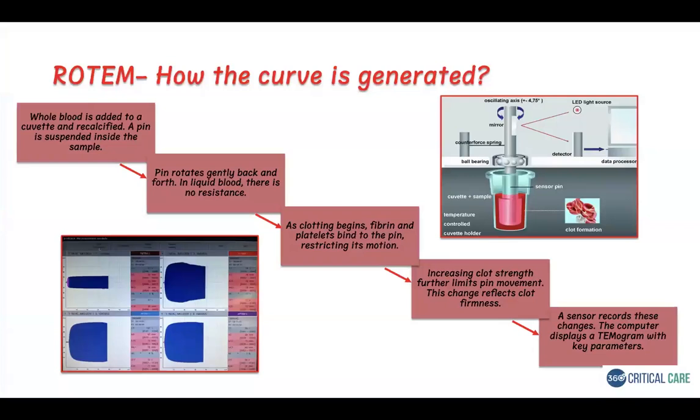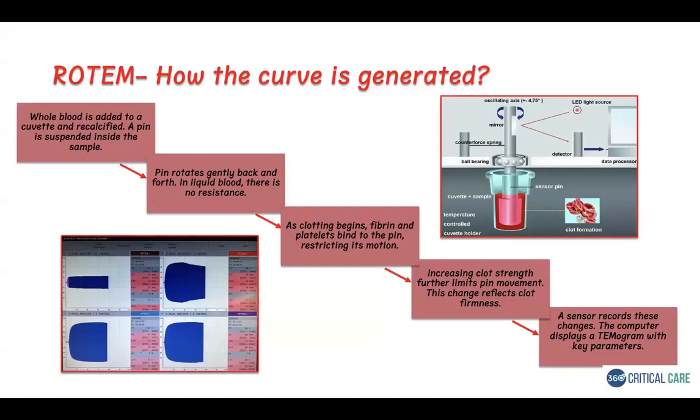Now the question is, you look at a curve on the screen in the left hand corner, but how is it generated? There is a very simple principle to it. You add whole blood to a cuvette, and a pin is suspended inside that sample. The pin rotates gently back and forth. Initially, the blood is liquid and there is no resistance, but as clotting happens, fibrin and platelets bind to the pin and restrict its movement.